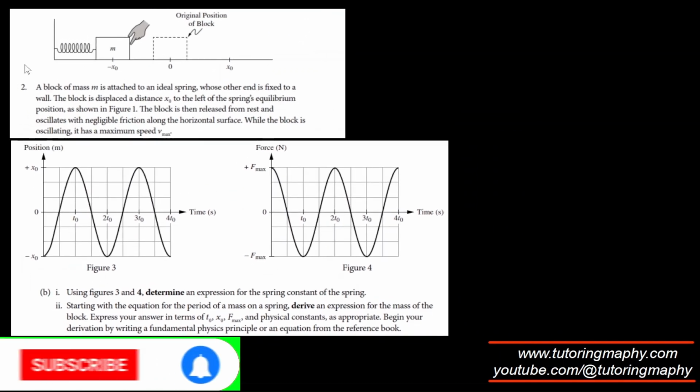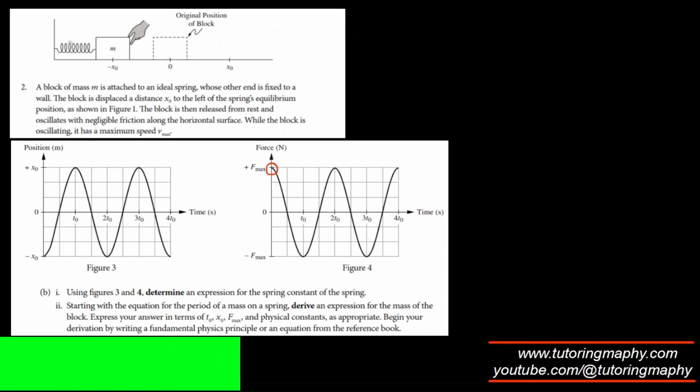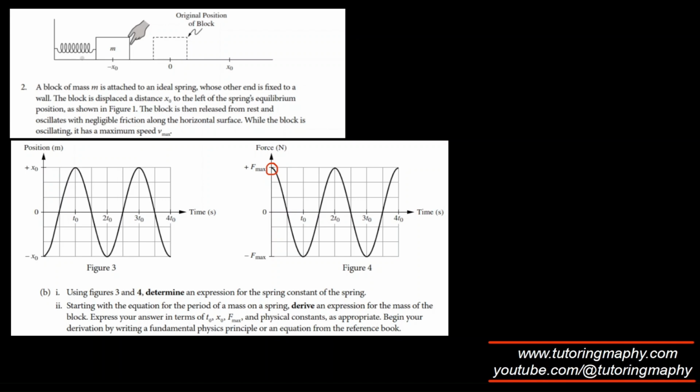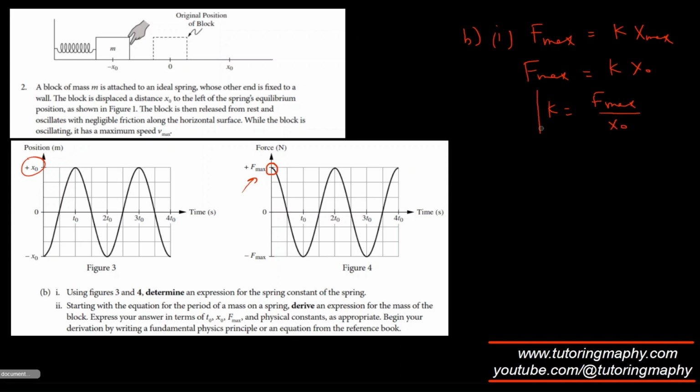I know that whenever the force is maximum at x equal to 0, this force is definitely the maximum one, right? And we know that at this point, isn't that just the maximum force that is acting over here? We know that F max is equal to K times X max. And X max is X naught, it's given right here. So the value of K will be F max over X naught. That is K.